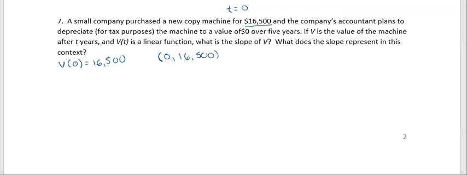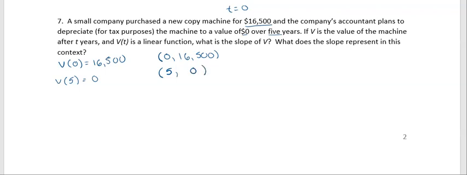Then we have some more information. It says here that they want to depreciate, which means take the value off, go down in value, the machine to a value of $0 over 5 years. So that means that at the end of 5 years, so our time would be 5, they want the copy machine to be worth $0. This is a second point. We can say when x is 5, when our time is 5, the y value would be 0. The value of the function would be 0.